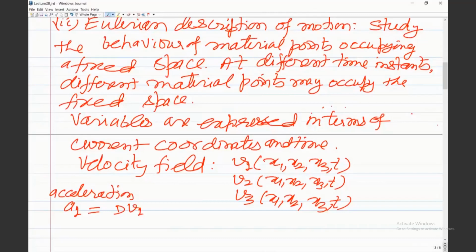Go from the Lagrangian description to Eulerian description, from Eulerian to Lagrangian. We can do that also, yes, but that's more involved.